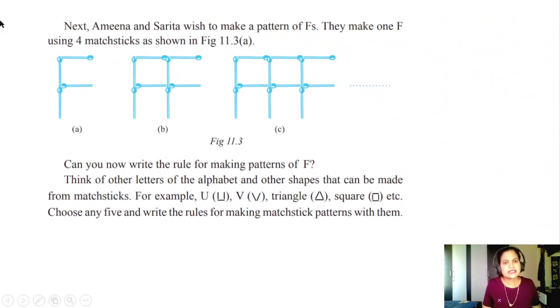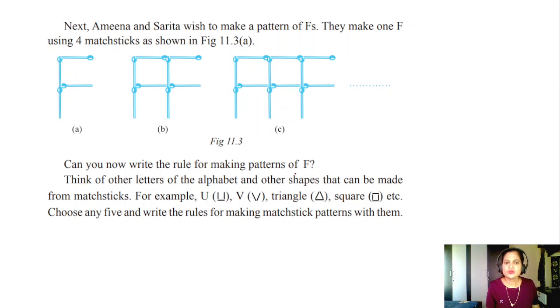Next, Amina and Sarita wish to make a pattern of F's. Here is an F. How many matchsticks are required? 1, 2, 3, 4. 4 matchsticks are required to make 1 F. If 2 Fs, 4 2s are 8. 3 Fs, 4 3s are 12 matchsticks are required.